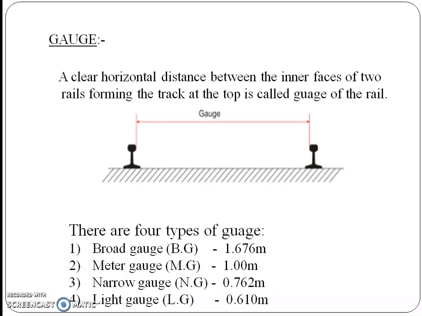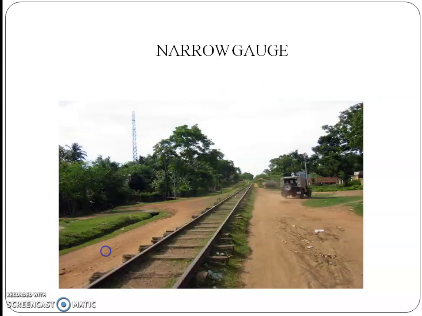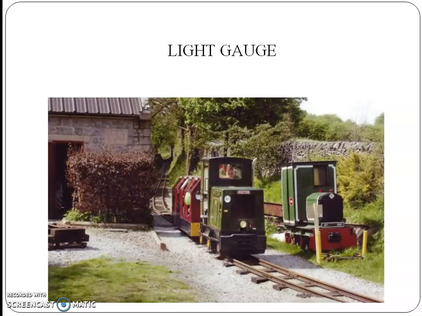There are four types of gauges: broad gauge, meter gauge, narrow gauge, and light gauge. The dimension between the inner rails for the broad gauge is 1.676 meter. For meter gauge it is 1 meter, narrow gauge 0.762 meter, and light gauge 0.610 meter. Here is the image of broad gauge, meter gauge, narrow gauge, and light gauge.